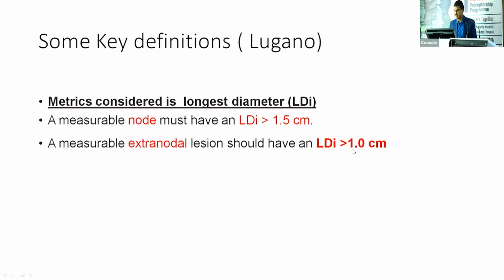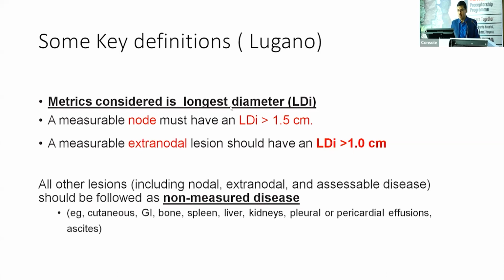So just a statistical point. And all other sites like skin involvement, GI focus, some other splenic, liver, kidney, they are called non-measured disease. They are either present or absent.